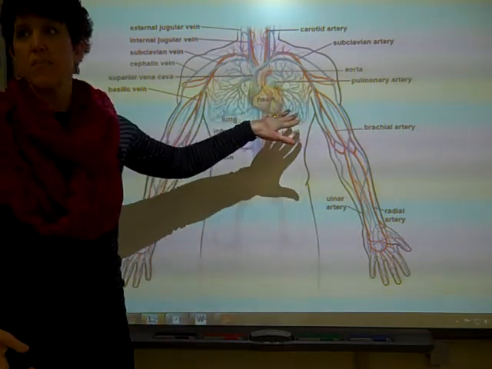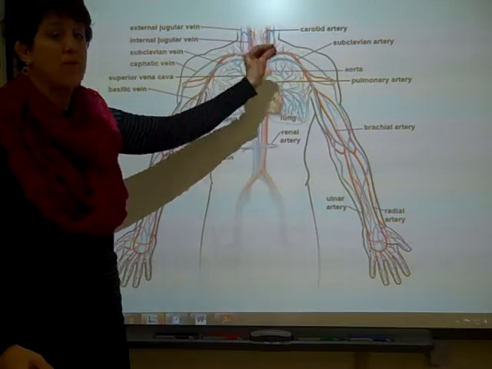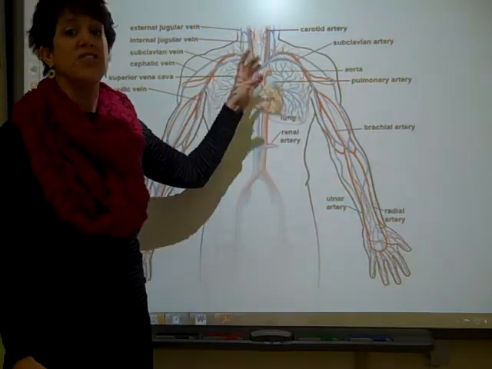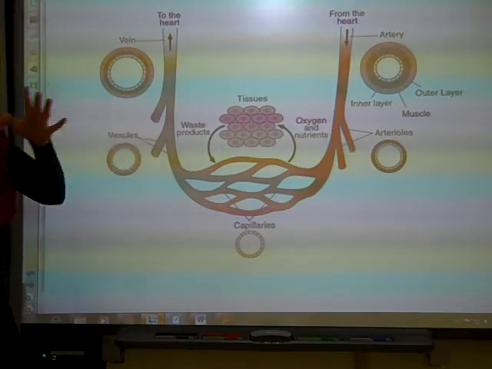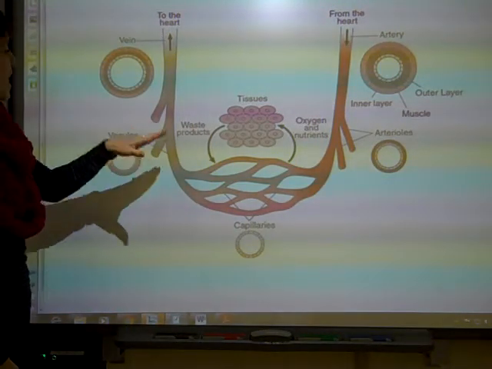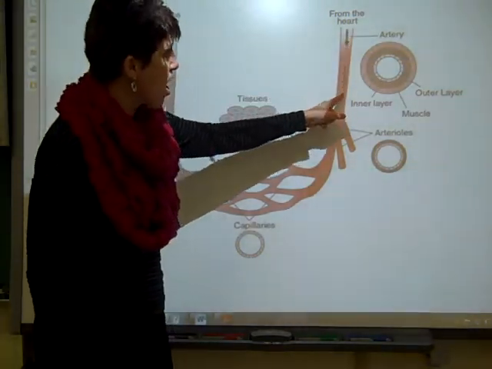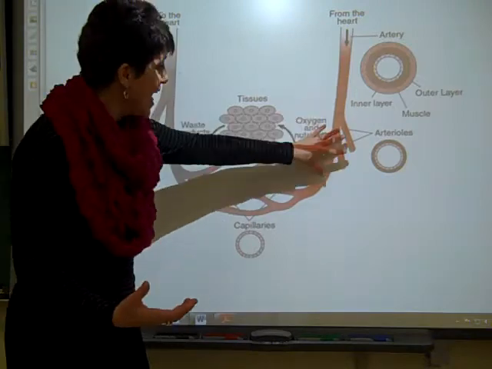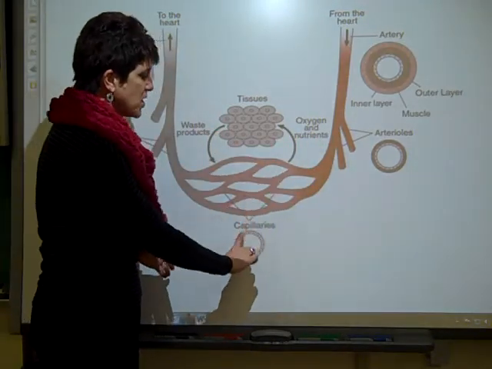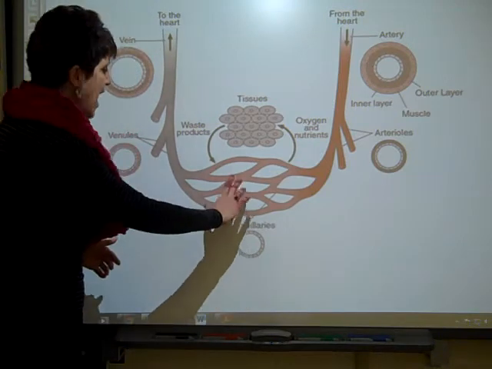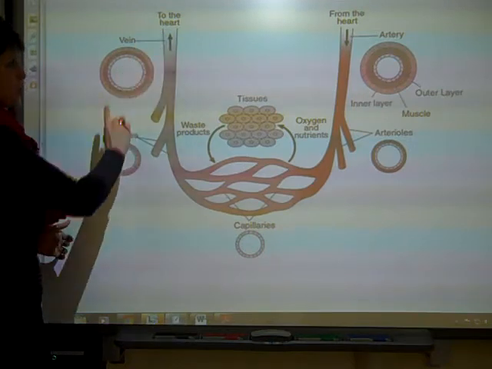The heart is, of course, the pump. And the arteries all lead away from the heart, and the veins all lead to the heart. I'm going to go through the parts of the heart in a second. Here is just showing you again. Here is an artery coming from the heart, red, oxygen-rich. It branches smaller and smaller. The smallest branches are capillaries, and then they will fuse back together to form a vein, and a vein goes to the heart.